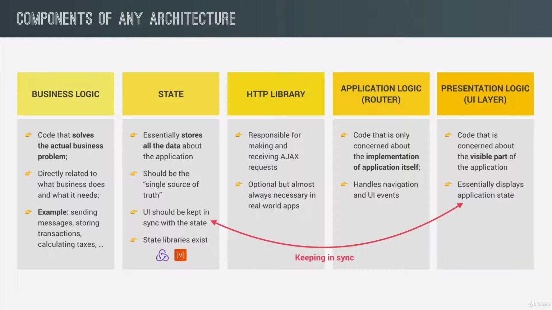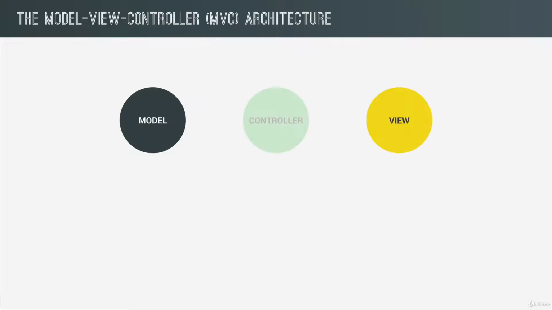All right, now any good architecture has a way of separating all these components. So instead of mixing everything together in one big file and in one big mess. And so let's now take a look at a well-established architecture pattern that we're going to use in this project. And that is the model view controller architecture. So basically, this architecture contains three big parts, which are the model, the view, and the controller.